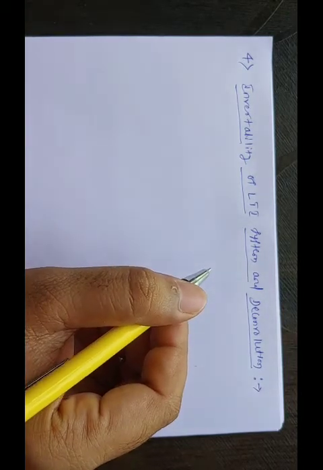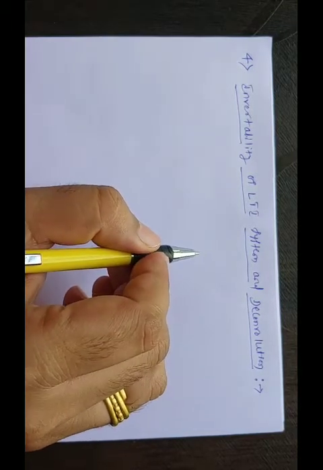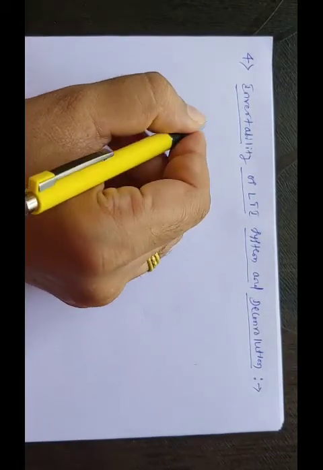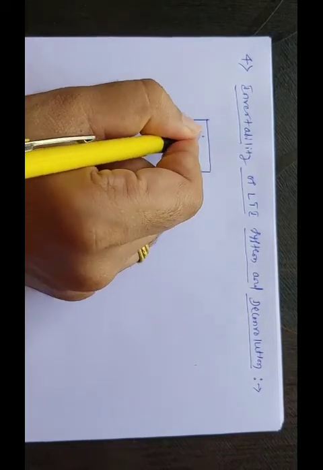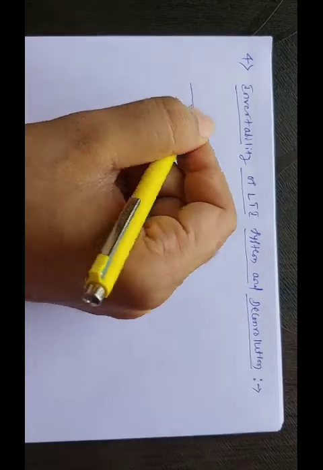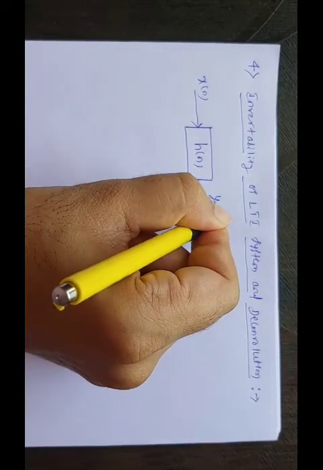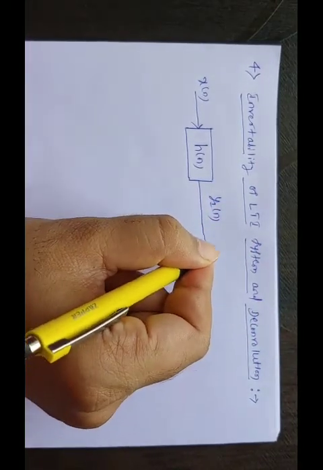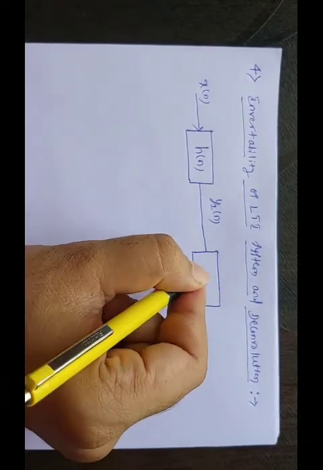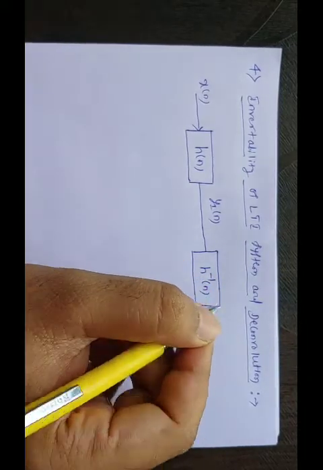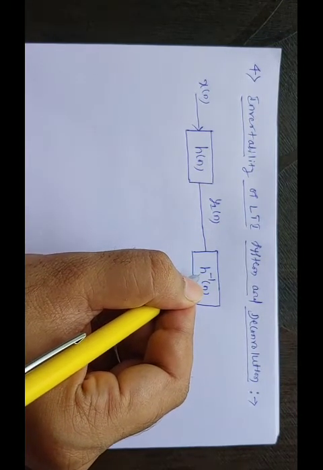This definition tells us there is an existence of an inverse system. So look here, I am using one LTI system whose impulse response is h of n. I am feeding the input as x of n, and say I am getting the output as y1 of n. Now this y1 of n I am going to feed to another system, which is nothing but my inverse system. I am writing its impulse response as h inverse of n.